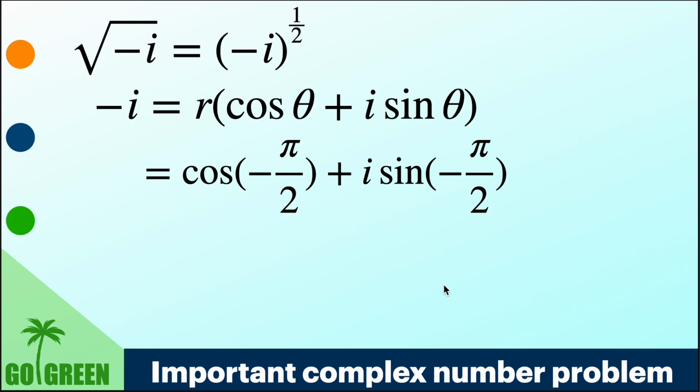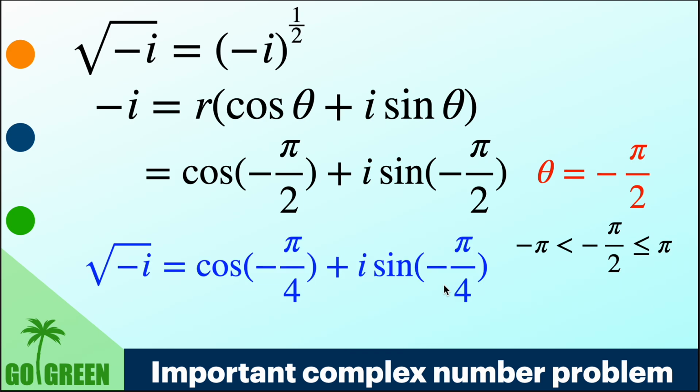Actually, this expression is always unique if theta is principal. Here we just want to check whether theta, which is minus pi by 2 here, is principal. Well, again, minus pi by 2 is strictly bigger than minus pi and less than or equal to pi. This satisfies the inequality. Therefore, minus pi by 2 is the principal argument, and minus i has this polar form where theta is minus pi by 2.